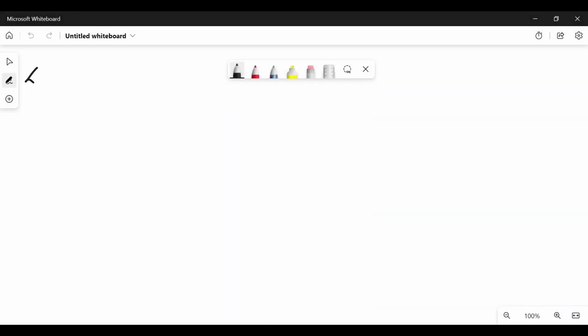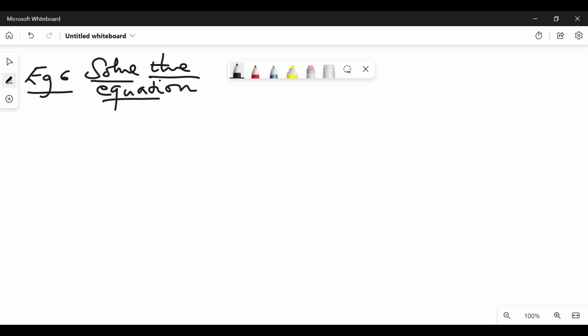Hi all, let's continue the topic solving linear equations in one variable by taking some more example problems. I would like to take a sixth example problem based on this: solve the equation. Let me write the question. 17 plus 6p equal to 9. So now what do you have? You have 6p, you have plus 17 equal to 9.